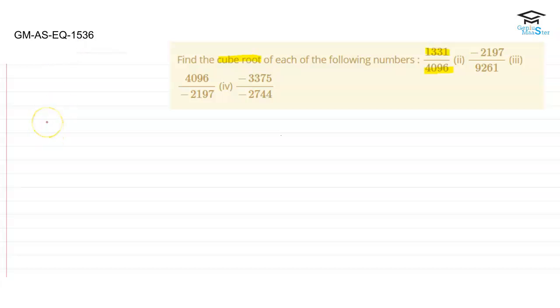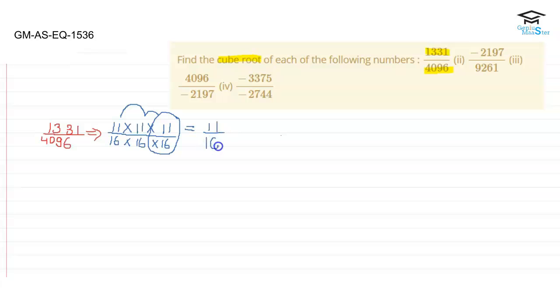So 1331 by 4096. When we factorize 1331, we get 11 into 11 into 11, and when we factorize 4096, we get 16 into 16 into 16. Since 11 by 16 is multiplied by itself 3 times, the cube root of 1331 by 4096 will be 11 by 16.